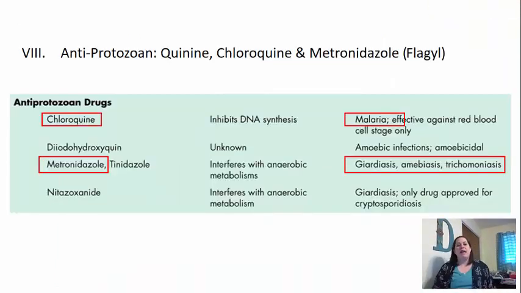The next group are the antiprotozoans. This group is going to target diseases like malaria, amoebic infections like amoebic dysentery, and giardiasis. These are all caused by types of protists. So we have quinine, chloroquine, and metronidazole, and the main brand of this is known as Flagyl. These are things that, again, we'll talk a little bit more about later.